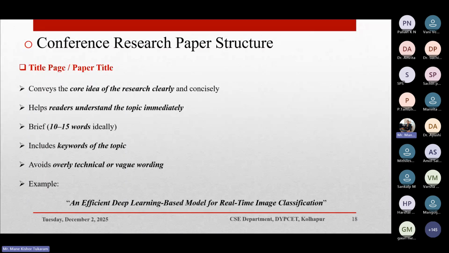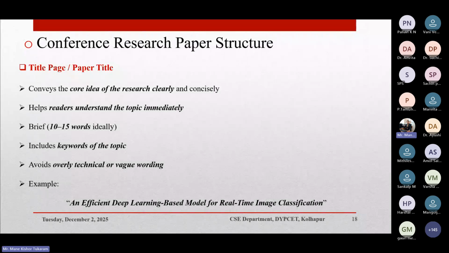Whenever I want to give a title to a conference research paper, in that particular case, a minimum of 10 words and a maximum of 15 words is given as the ideal condition.